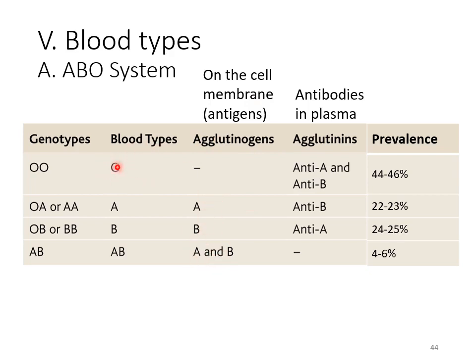If your blood type is O, there are no antigens on the cell membrane, at least from the perspective of the ABO system. If your blood type is A, you have the A antigen. If your blood type is B, you have the B antigen. And if your blood type is AB, you have both the A and the B antigens.